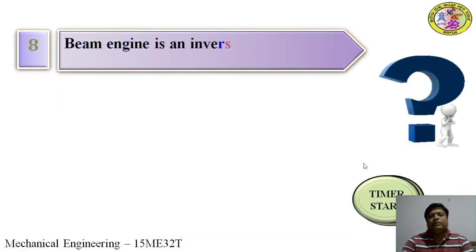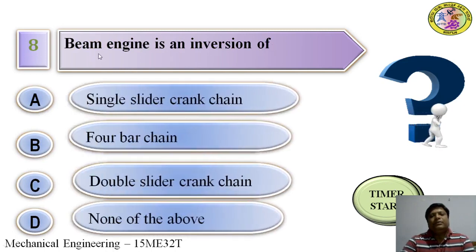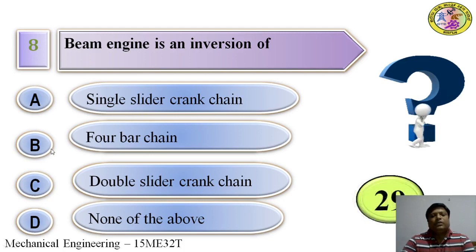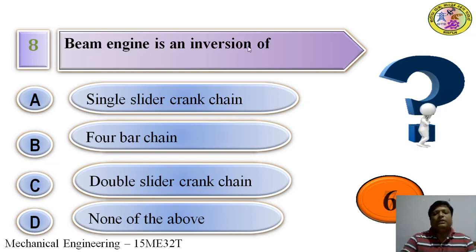Question number 8. The beam engine is an inversion of: option A, single slider crank chain; option B, 4-bar chain; option C, double slider crank chain; option D, none of the above. So you know the options: single slider crank chain, 4-bar chain, double slider crank chain, none of the above.